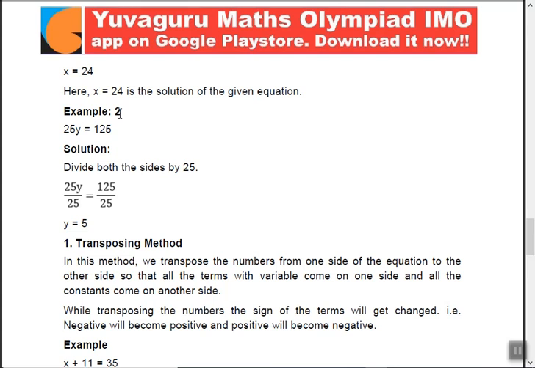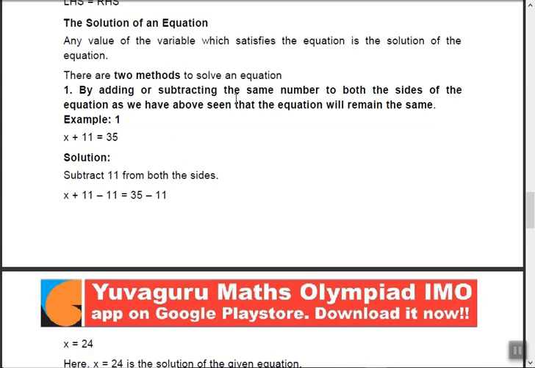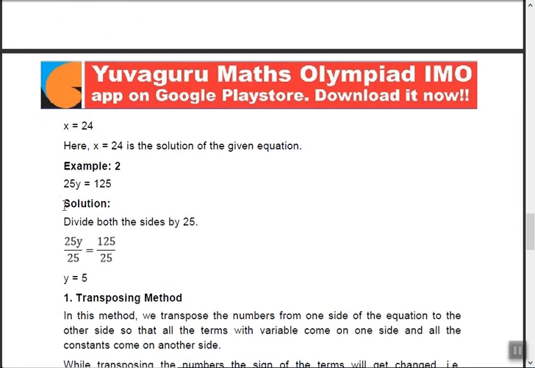The second method is dividing or multiplying. See here, it is by adding or subtracting. You can also write it as multiplying or dividing. It remains the same. See here, 25y equals 125. So we want to keep y separate. How do you keep y separate? Remove this 25. How will you remove this 25? It is multiplied over here, 25 into y. If no sign is there, it means multiply. So 25 into y.